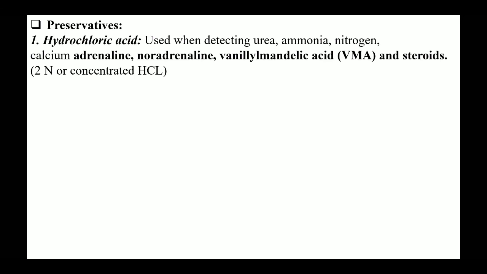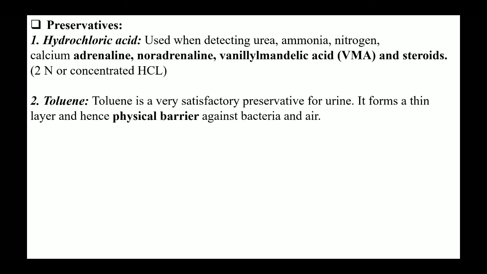That is the first, and the second one is toluene. So toluene also can be used as a preservative. For its mechanism of action, toluene is actually like oil. If we add oil to water, then what will happen? The oil will float on the surface of the water, and like that toluene. If we add toluene to a urine sample, this toluene floats on the urine sample. So it will create a physical barrier between the air and the urine sample.